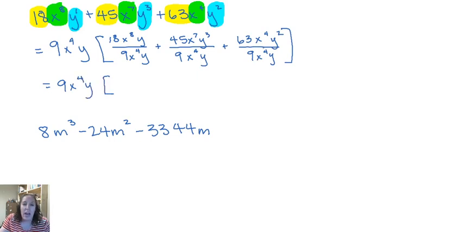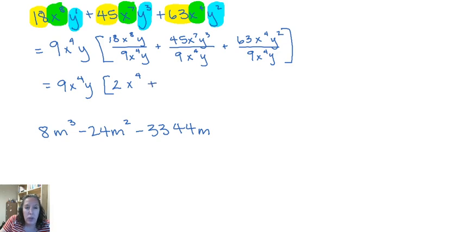And then if we simplify inside the brackets here, 18 divided by 9 is going to give us a 2. X to the 8th divided by x to the 4th, that's a power divided by a power, so we're going to subtract those. 8 minus 4 is going to give us a power of 4 on our x's. And then y to the 1st divided by y to the 1st, those have the same power, so when we subtract, that's going to be y to the 0 or just a 1. So some people say it cancels out.